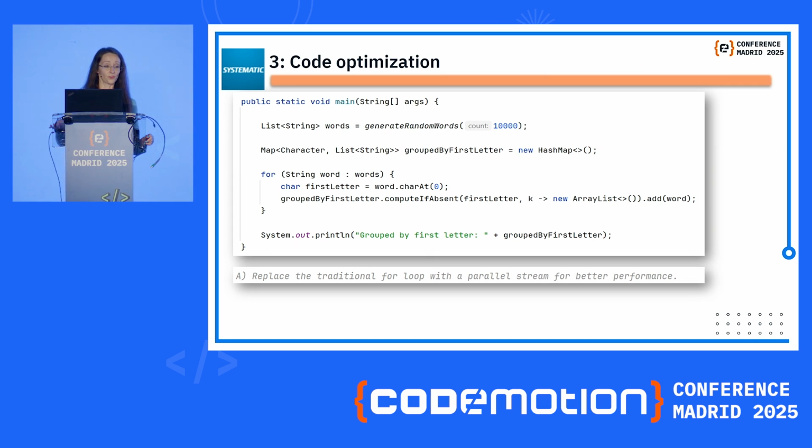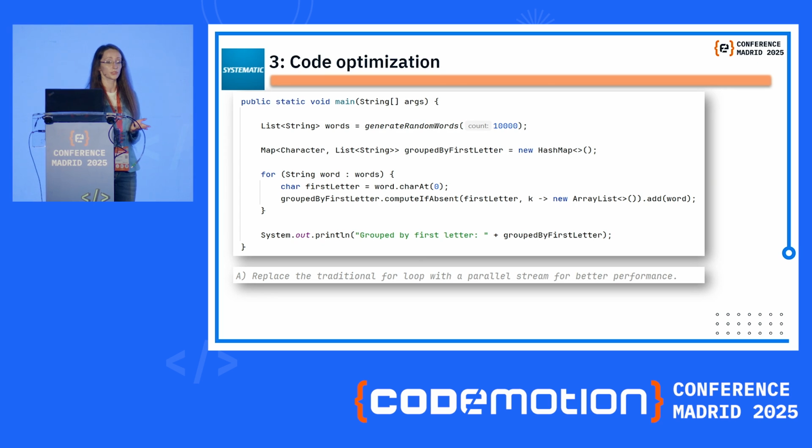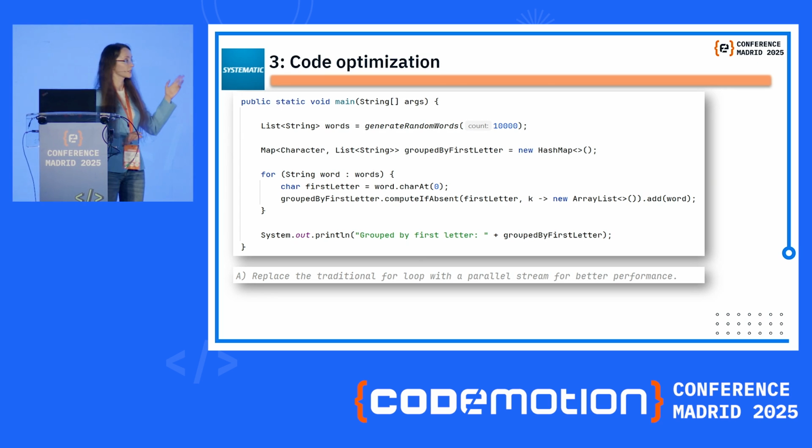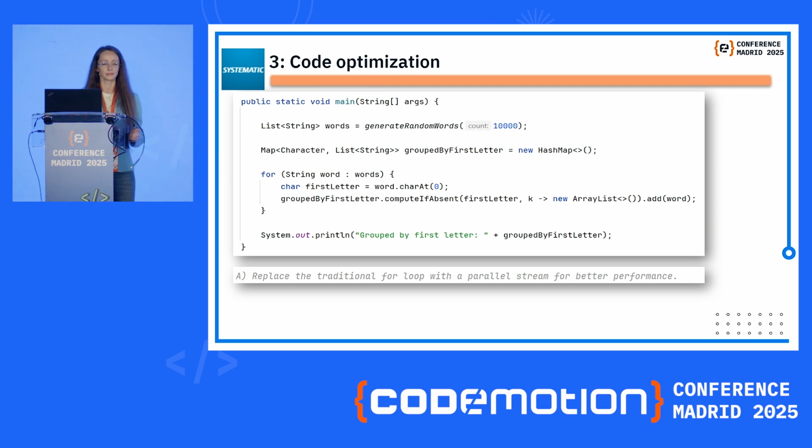While this works fine, option A suggests a key optimization, replacing the for loop with a parallel stream. This can improve the performance because it processes those elements concurrently across multiple threads, which is ideal for working with large data sets. You may argue that 10,000 might not be such a large data set, but it is. If I had used 2-3 words, for example, it wouldn't have an impact. But for 10,000 and upwards, that's the best option.